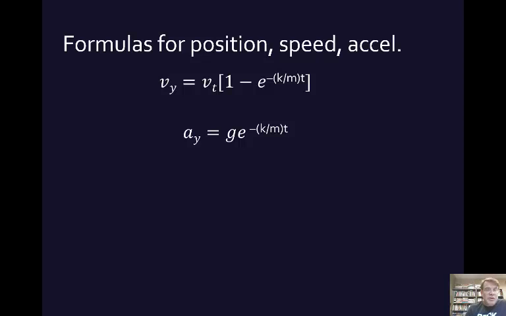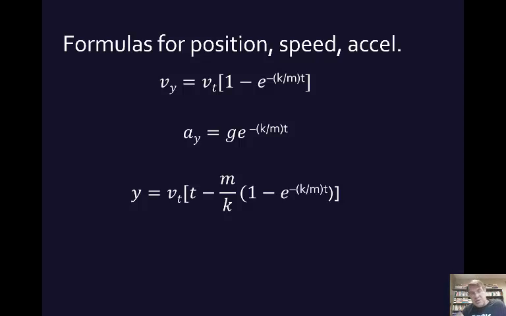Now, if we integrate Vy, we come up with this more complicated formula. So the y, however far down it is, is going to equal the terminal velocity times all of this, how long it's been going, time, minus the mass divided by k, the constant, times this quantity again, 1 minus e to the negative k over m t. Okay, not easy formulas, derivation not necessarily easy for everybody, but those are formulas that you can use, and you plug in the variables you have in order to solve for those in problems.